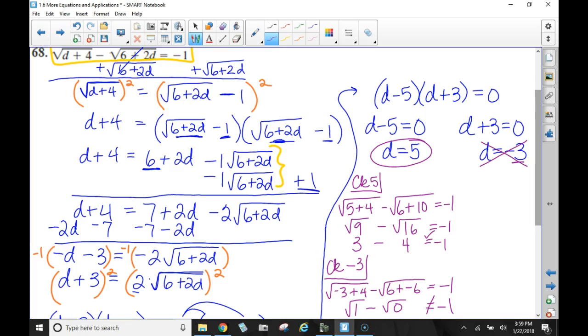And I don't want you thinking that negative answers aren't going to work just because we haven't seen an example where they do work. That's false. Negative answers can check. You have to check them to see. So our only solution set is 5. Actually, the only element in our solution set is 5, is how I should say that.